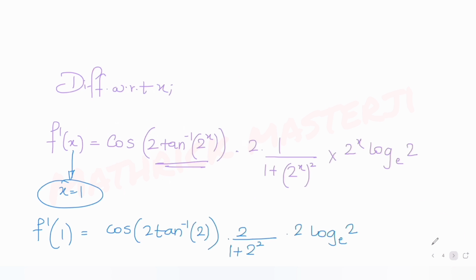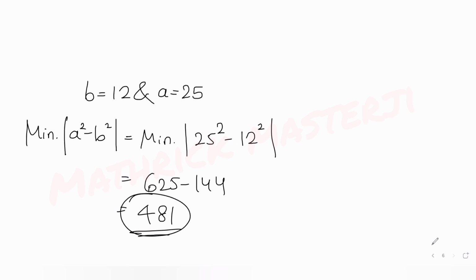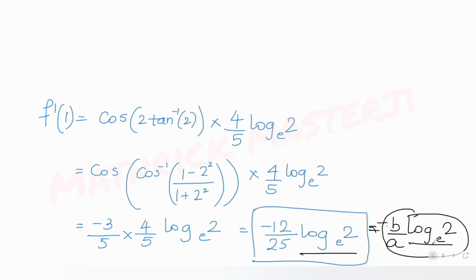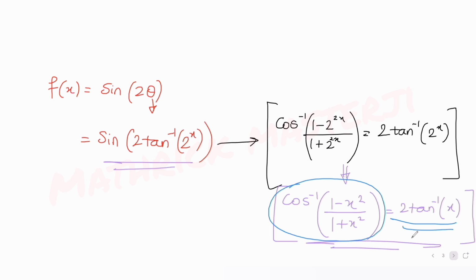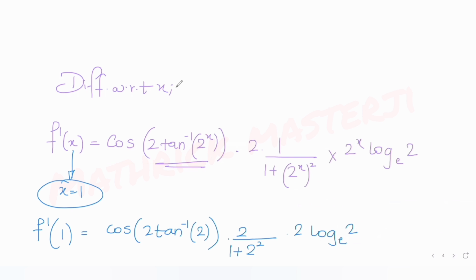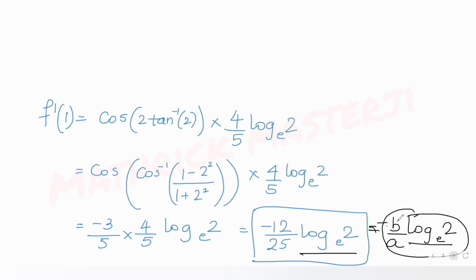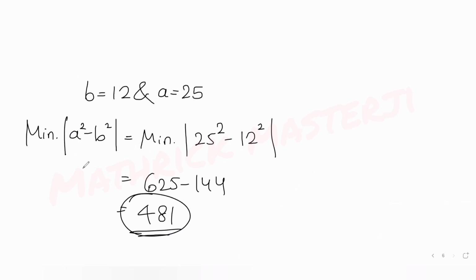I hope you have understood how to solve this type of questions which deals with the ideas of differentiation. So first we simplified our function f of x. Once we got that simplified, I just found the derivative with respect to x. Put x equal to 1, compared it with minus b by a log 2 to the base e. With that, I got b and a. And once I got that, I just found the minimum value for the absolute value of a square minus b square. That matches with option B.